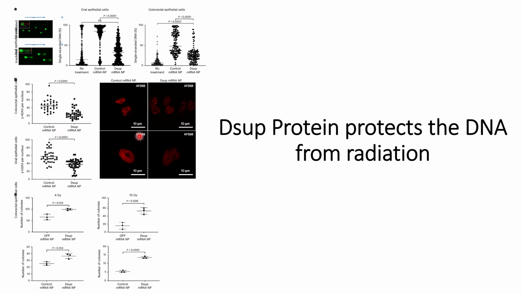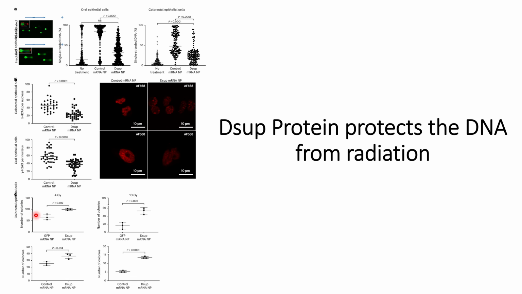And this staining of gamma H2AX is shown on the right hand side of panel B, where we can see that in the control case, the signals are higher compared to the case where the Dsup proteins are used. And once validating that Dsup proteins are able to protect the DNA, they wanted to check the actual experiment where they use different intensities of radiation and check whether Dsup proteins are able to prevent this DNA damage through the number of colonies.